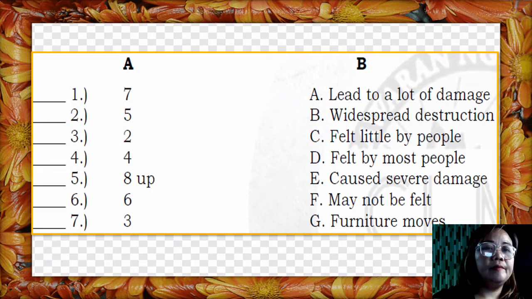Number 4, magnitude of 4, what is the answer? The correct answer is G, furniture moves. Number 5, magnitude of 8 and up, what is the correct answer? It's letter B. Widespread destruction. Number 6. Magnitude of 6. What is the correct answer? The correct answer is letter A. Lead to a lot of damage. And number 7. Magnitude of 3. What is the correct answer?